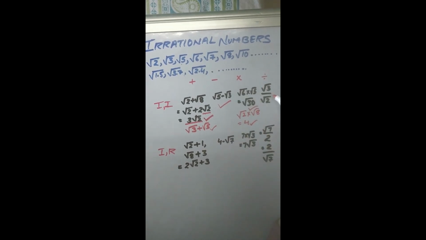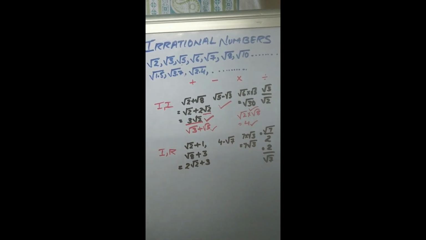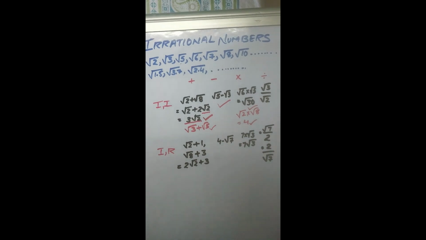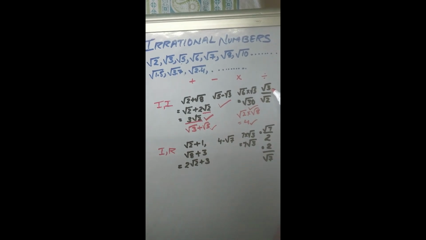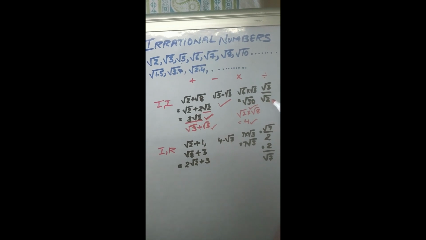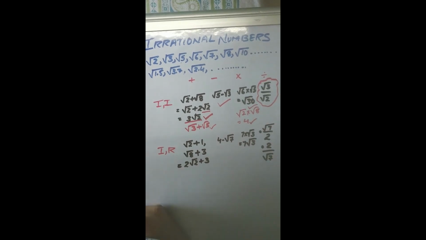Root 3 over root 2. Can we locate it on the number line? How will we locate it? We'll go root 3 units on the number line in the positive direction. Then what to do? This is a new irrational number which we have to learn to locate.